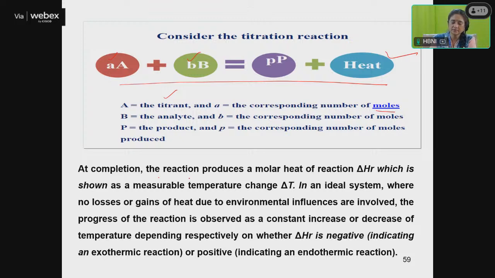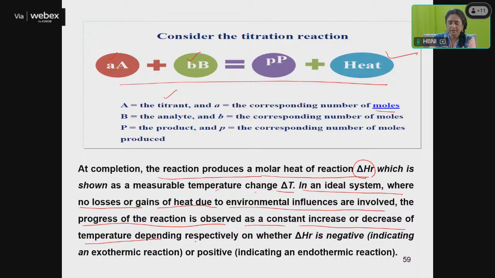At completion, the reaction produces a molar heat of reaction delta HR, which is shown as a measurable temperature change delta T. In an ideal system where no losses or gain of heat due to environmental influence are involved, the progress of the reaction is observed as a constant increase or decrease of temperature, depending on whether delta HR is negative, indicating an exothermic reaction, or positive, indicating an endothermic reaction.